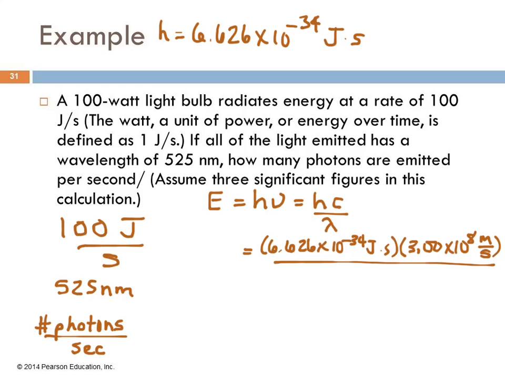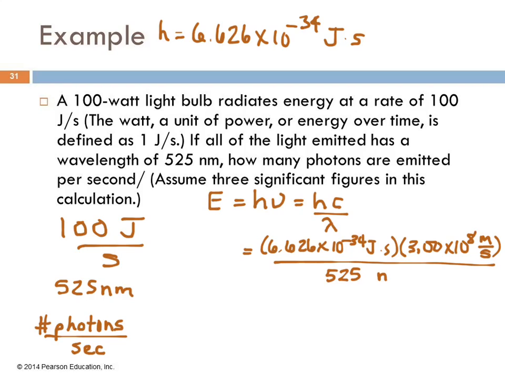And then we're told that the wavelength is 525 nanometers. Let me show you kind of a, well, let's call it a chemistry hack, right? It's not really a shortcut, it's just this little trick.